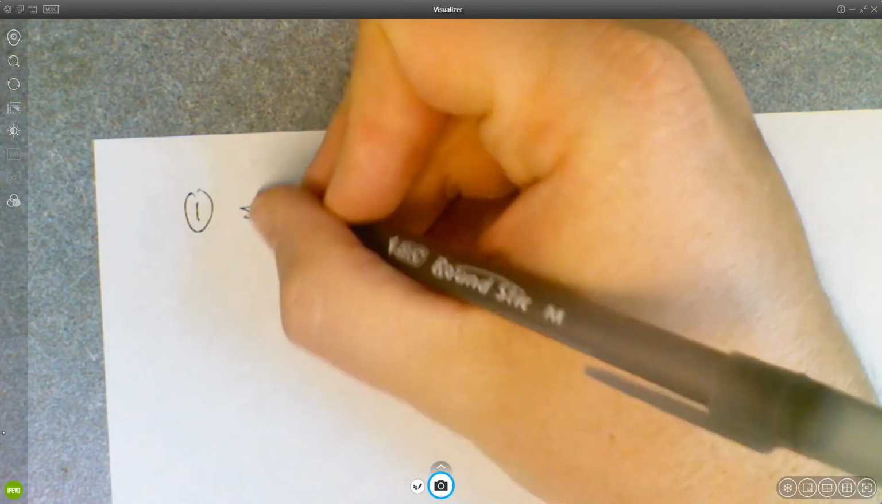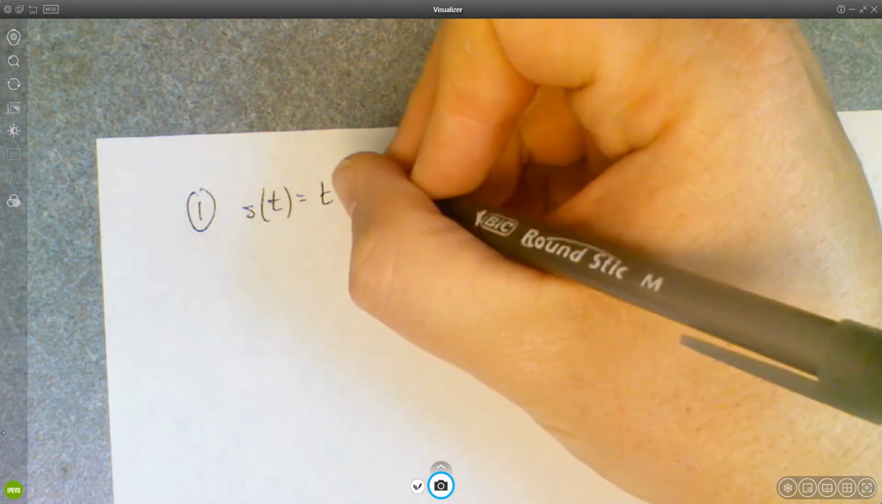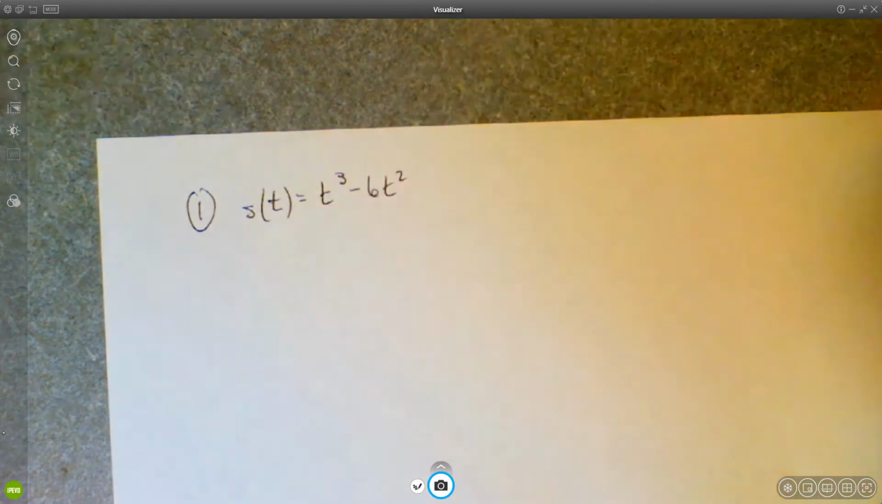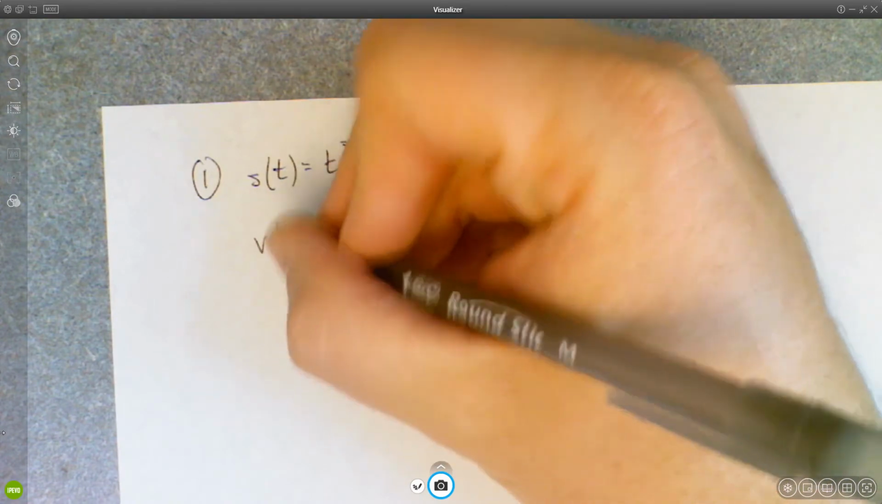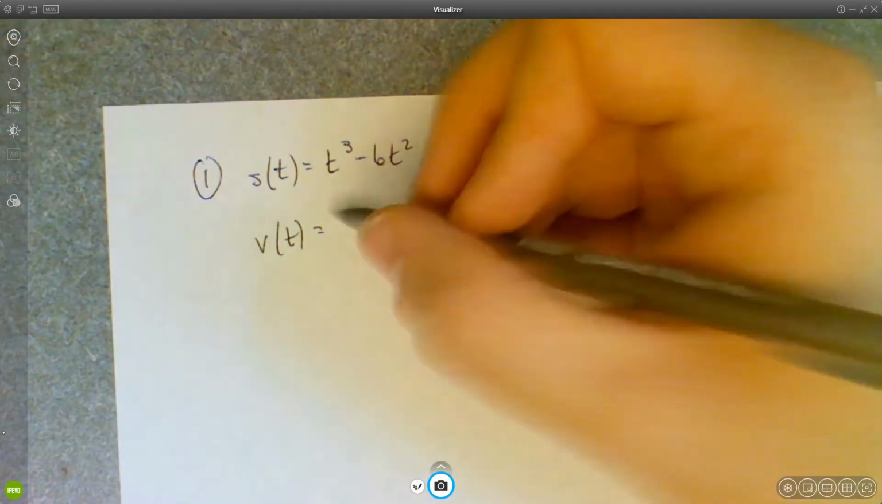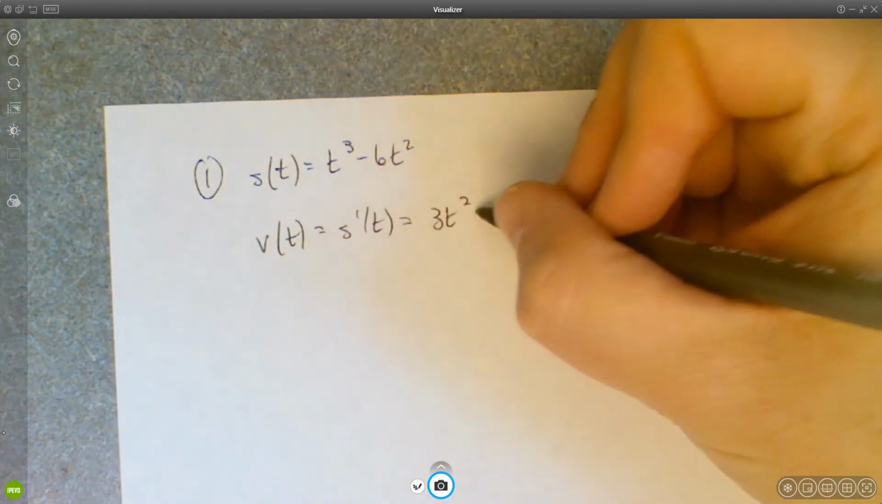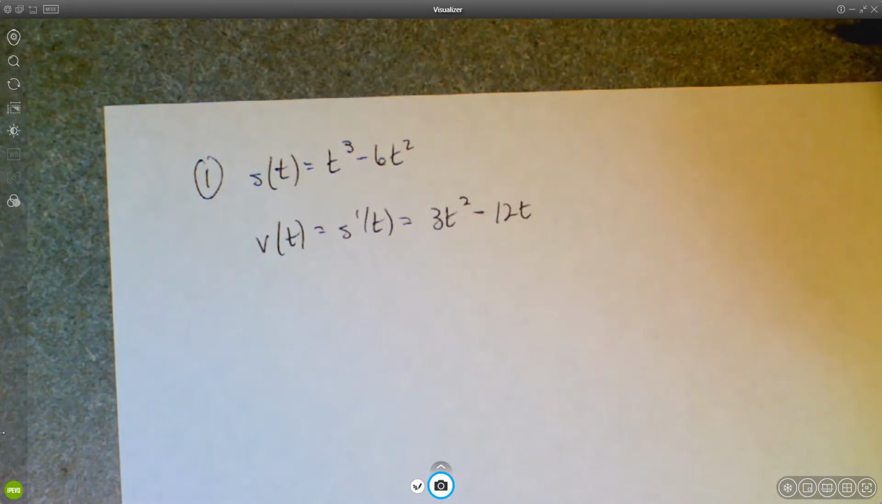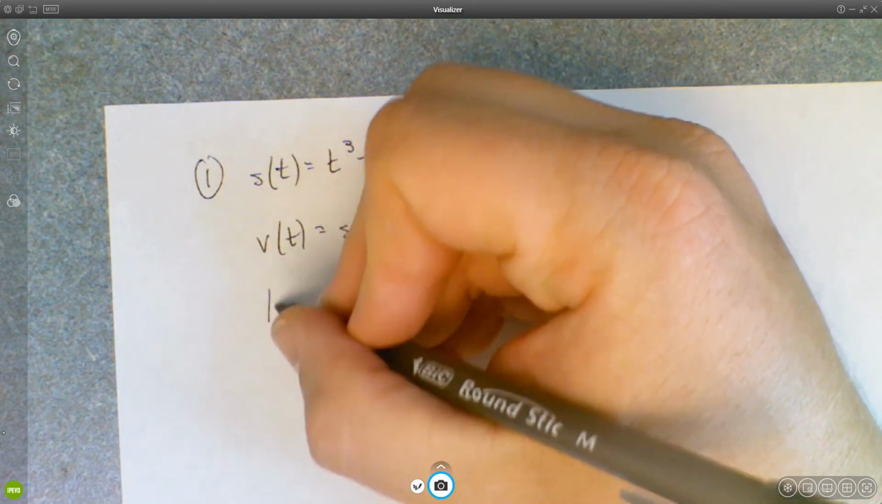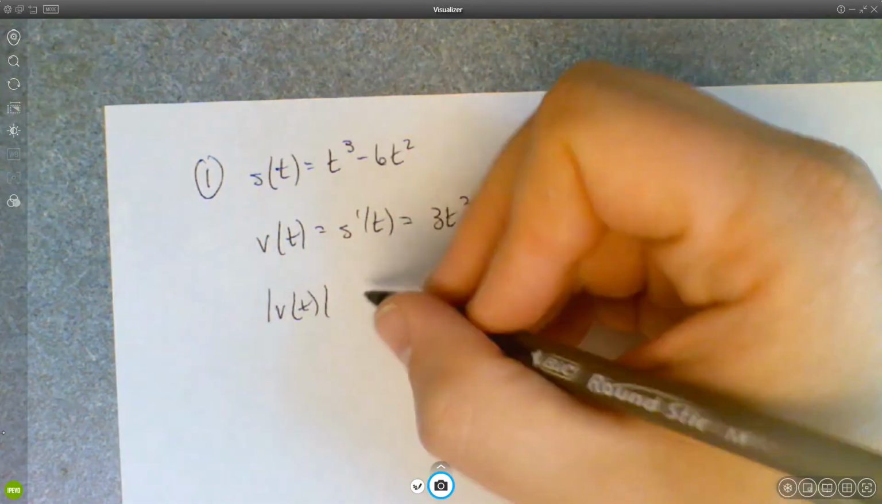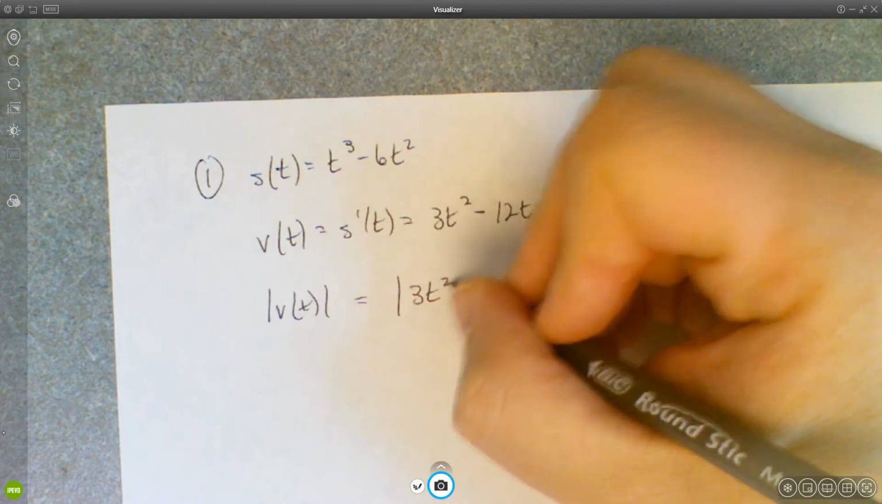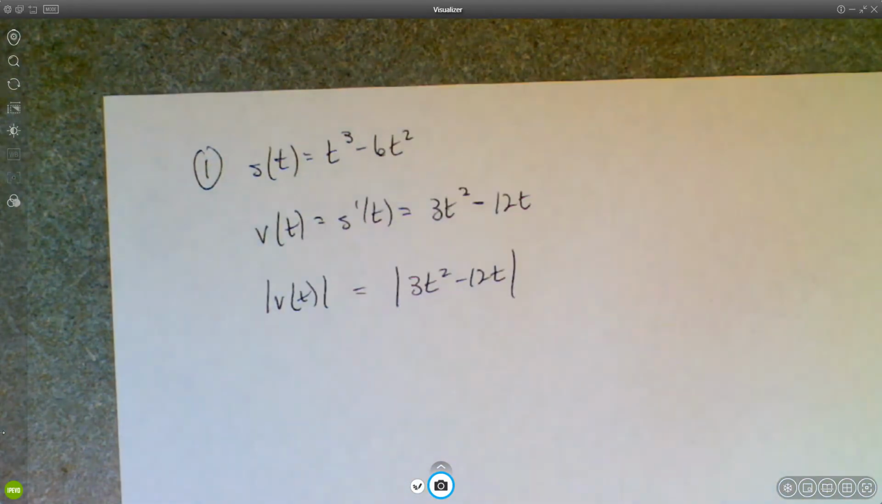So we've got S of t equals t cubed minus 6t squared, and we're supposed to find the velocity function. Well, the velocity function is just the derivative of the position function, right? Which is going to be 3t squared minus 12t. The speed function is just the absolute value of the velocity. That would be the absolute value of 3t squared minus 12t. There's not really much simplifying to do there. But let's look at the graphs of these things in Desmos.